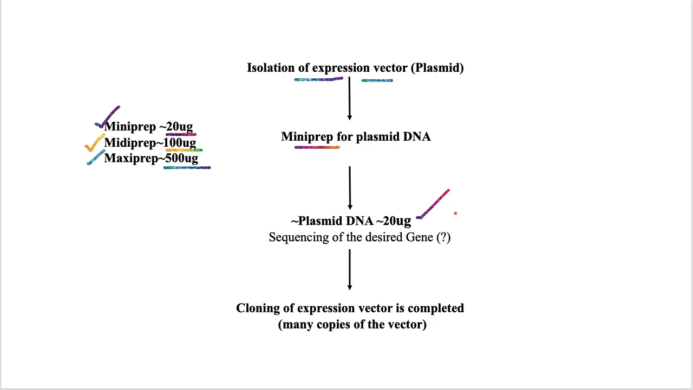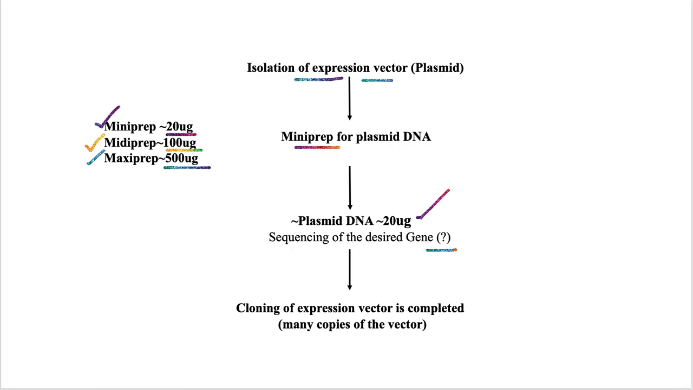of the plasmid DNA. Now the next step is, once we have this plasmid DNA, our expression vector, it means that we have cloned the expression vector. Now the next step is the expression of the desired gene in an expression vector.